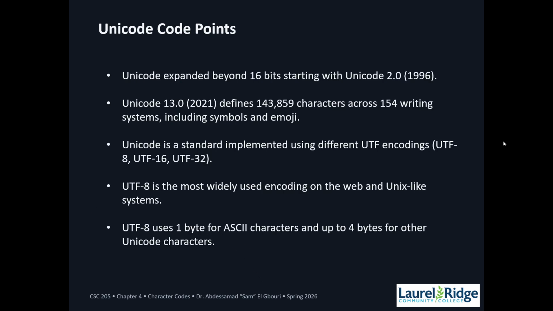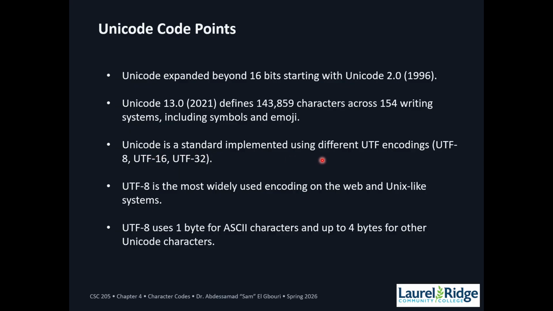So Unicode expanded beyond 16 bits, starting with Unicode 2.0. That's in 1996. Unicode 13, that's in 2021, so it's the latest, well, not the latest, there is more. It defines this number of characters, 143,859. Remember, the other one was only 128 for ASCII. This is how many characters we can represent with Unicode in 2021 across 154 written systems, including symbols and emojis. When they say 154 written systems, I mean written languages, right?